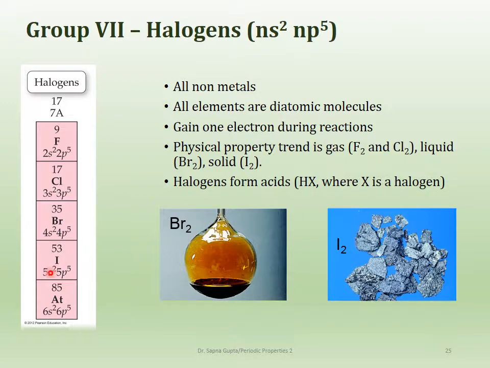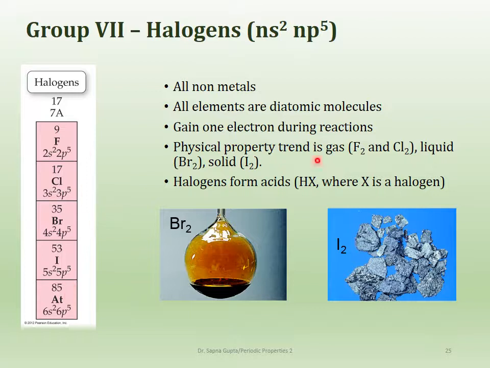Now for group number 7. Group number 7 are the halogens, ns2 np5, and here are all your halogens, starting from fluorine, chlorine, and then going on to bromine and so on. So first of all, these are all nonmetals. The other thing about them is that these are all diatomic molecules: F2, Cl2, Br2, I2. There are no metals in this at all. So they all exist as diatomic molecules.